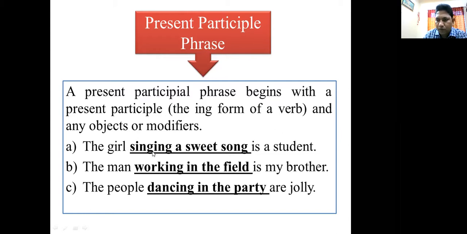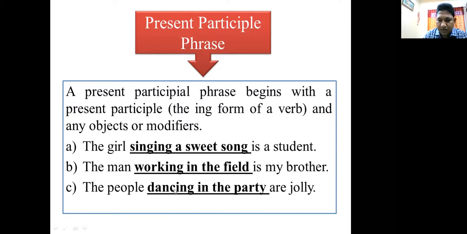But when we are talking about singing a sweet song, it becomes a present participle phrase. In the same way, in example B, you see working in the field. Here, working is a present participle, a verb in ing form. But when we are talking about working in the field, it becomes a present participle phrase.